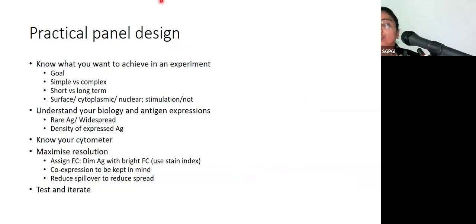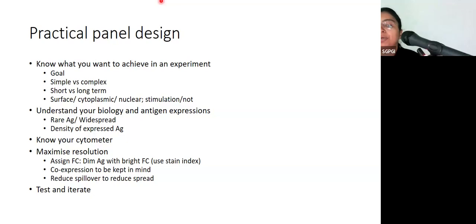first key is you should know what you want to achieve in an experiment. What is the goal, whether it's a simple versus complex experiment, short versus long term, whether you're going to use surface, cytoplasmic staining, nuclear staining, whether you're going to stimulate your cells or not. You have to understand the biology of your cells as well as the antigen expression, whether your antigen is rare or it is a widespread antigen, what is the density of the antigen. You have to know your flow cytometer. Without that, you will never be able to get to a good panel.